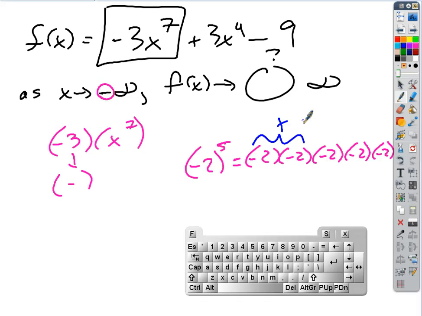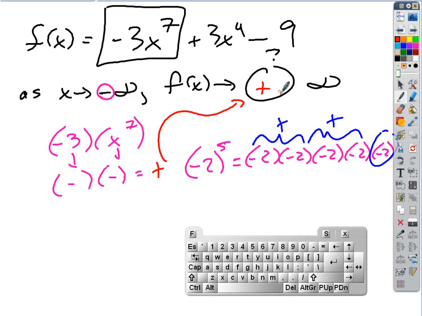A negative number to an odd power is negative. Negative times negative equals what? Positive. See? So if instead of x to the 7th it was negative x to the 4th, it would be positive. If this had been an x to the 4th, then a negative number to an even power would have been positive. We would have had negative times positive, which gives us an overall negative sign. Exactly. Make sense? Okay.